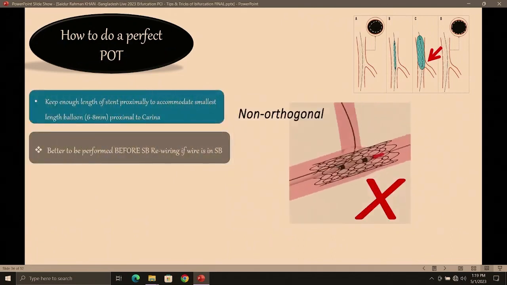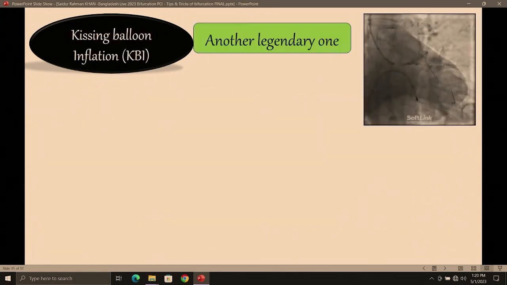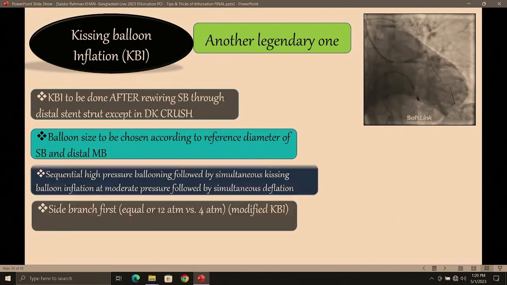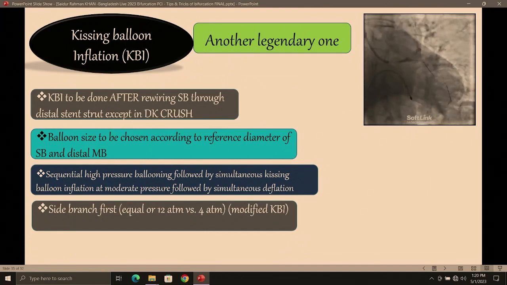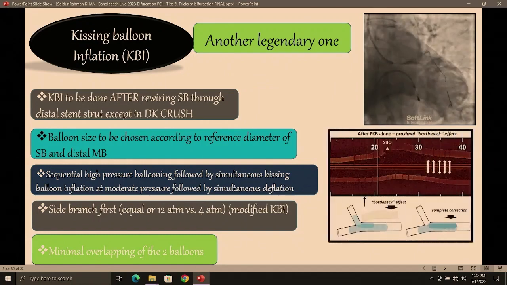And that perfect POT is very important because it will help a lot for everything. For kissing balloons, it's a legendary rule you have to keep. The balloon size you have to choose according to the distal reference diameter of the side branch, not the proximal branch, never ever. And also 12 atmospheres for the modified kissing balloon inflation, not more than 12 atmospheres for both balloons. That is very important.